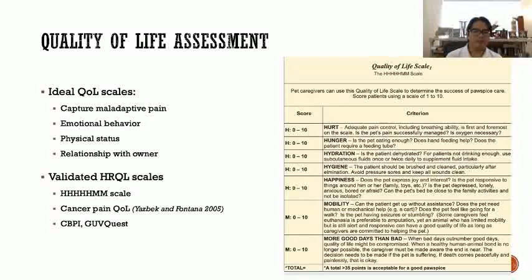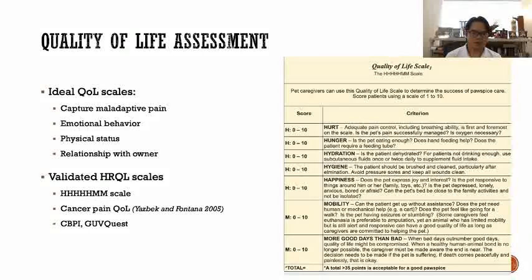Okay. Ideally, when you select a form for assessing quality of life, you need a form that is able to capture maladaptive pain, and also able to capture emotional, behavioral, and physical status, and relations with the owner, or social response with the owner. Okay. So there's a scale that I like to use. One is the HHHHHMM scale that you can search online. You can easily find it.